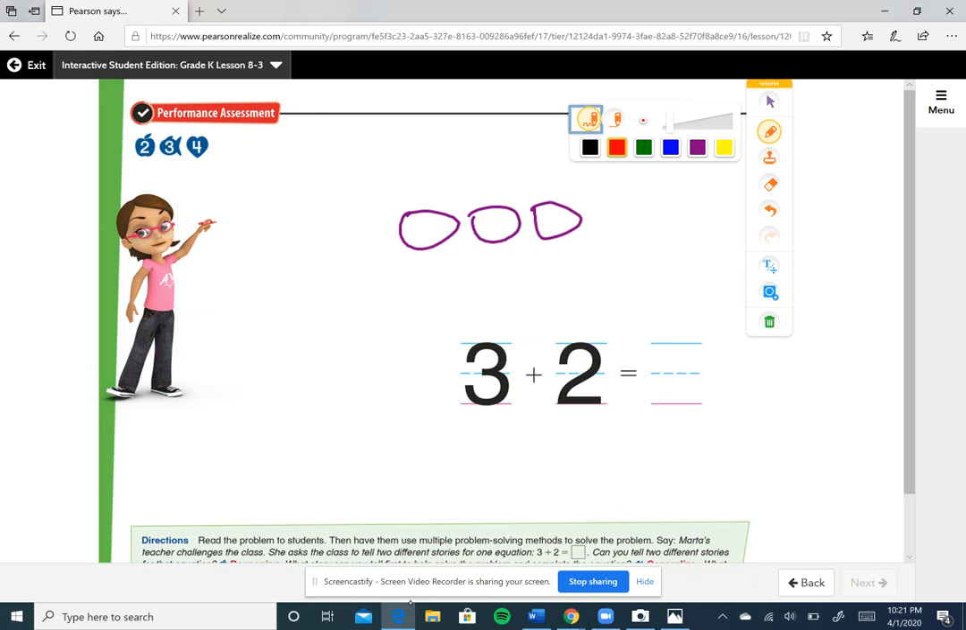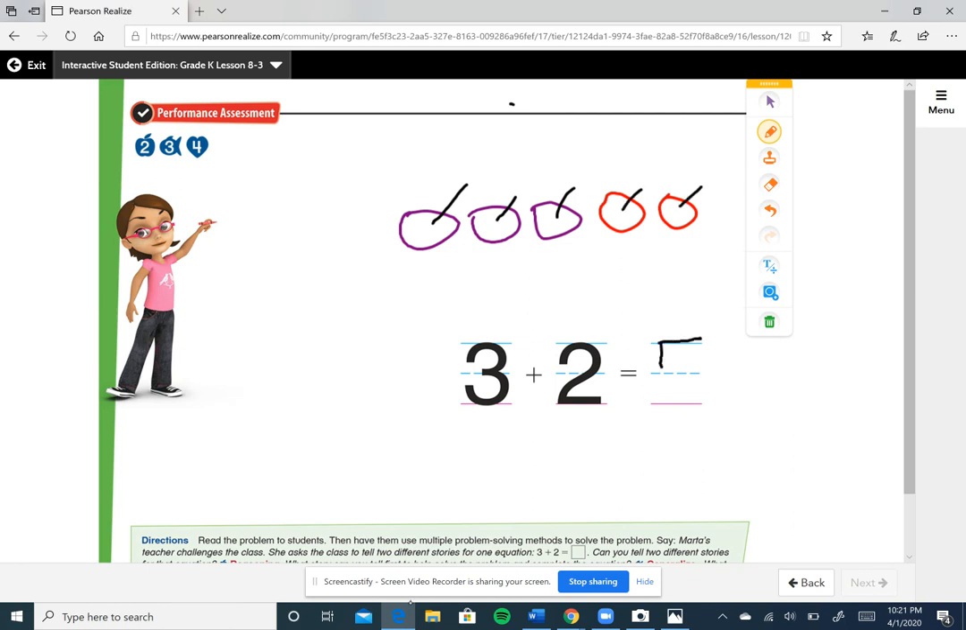And then 2 more come and join. 1, 2. How many do we have all together? Let's count. 1, 2, 3, 4, 5. So the equation is 3 plus 2 equals 5.